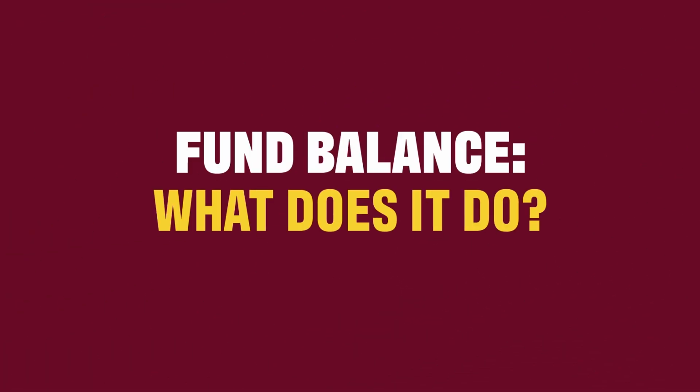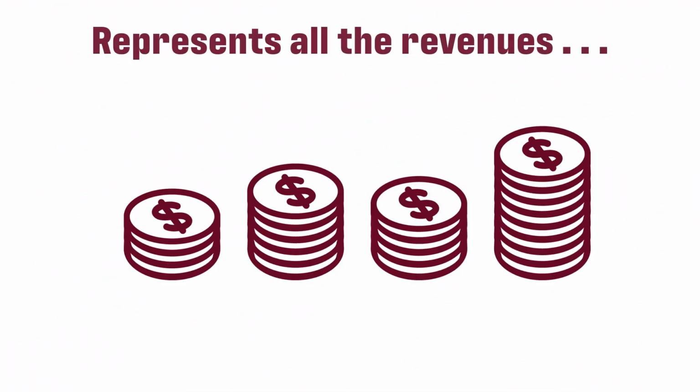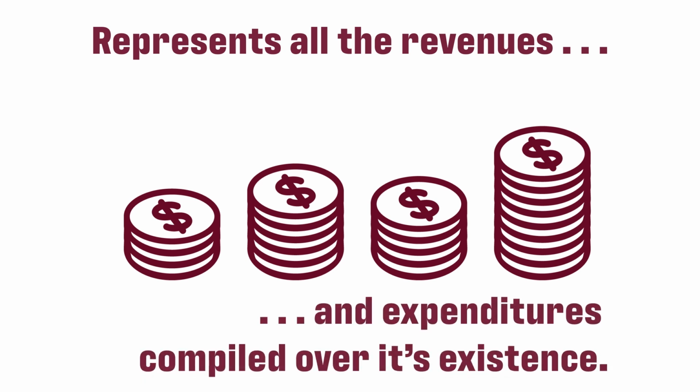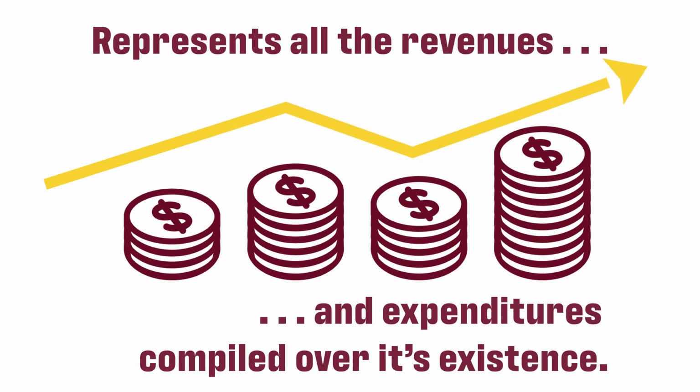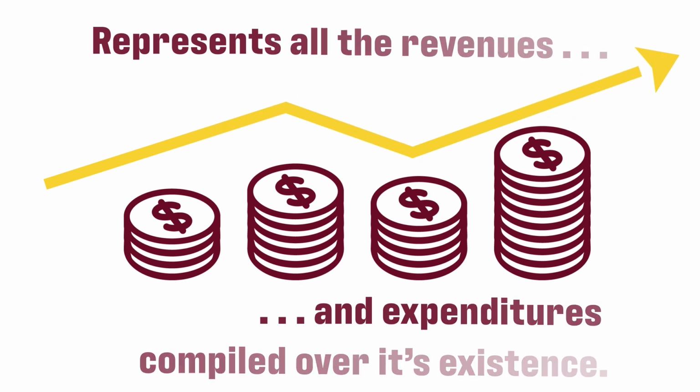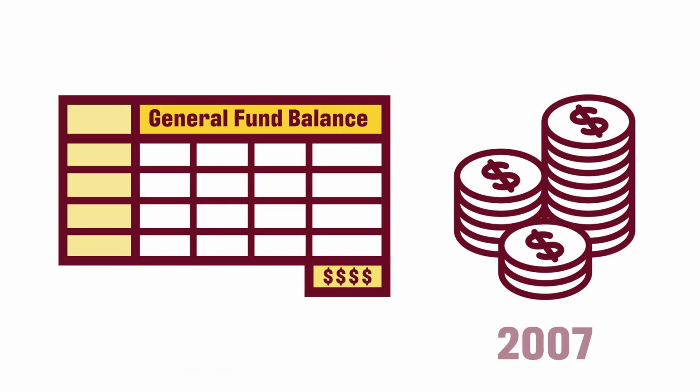The importance of a fund balance comes in when we think about what it has to do. As stated, your general fund represents all the revenues, which is your foundation and other state aid, but also federal grants and local contributions, and then the expenditures the academy has compiled over its existence. Each year's budget will impact the fund balance, but what's referred to as the general fund balance represents all years of operations.